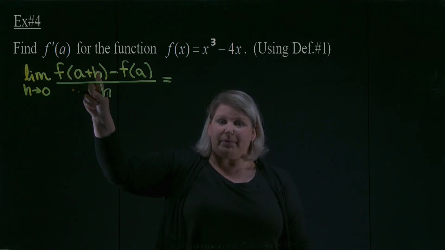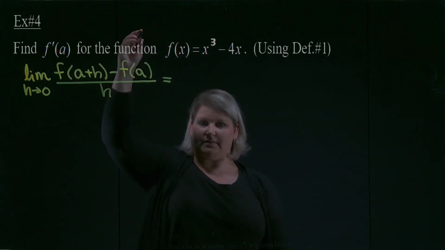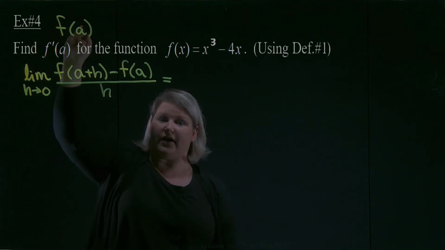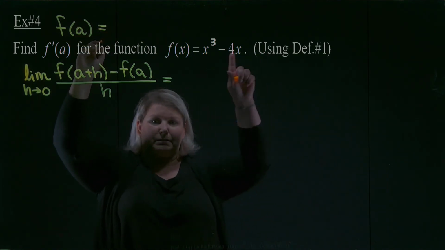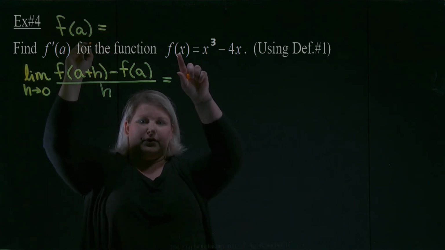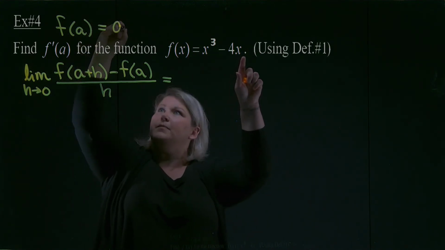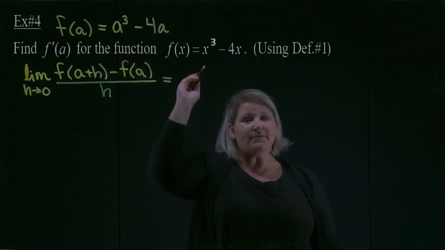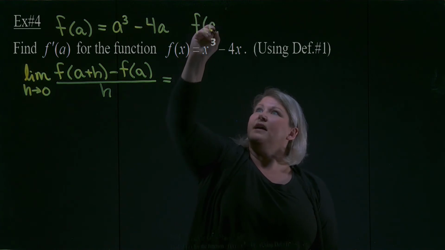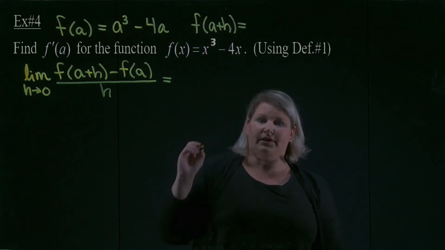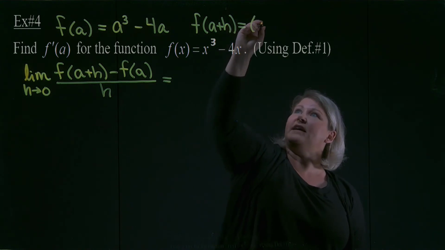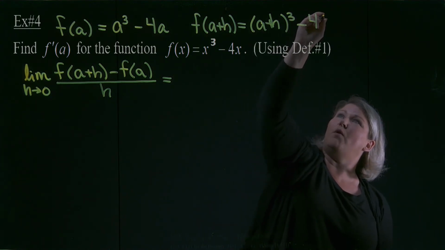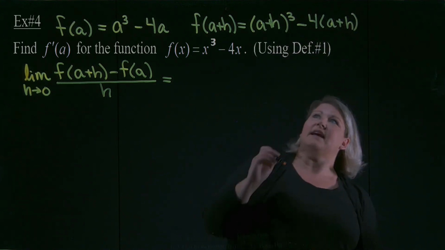So for f of a plus h, keep in mind, and actually I'm going to write it up here. If I'm trying to find f of a, just regular f of a, all I'm going to do is plug a into this function for x. So I end up with a cubed minus 4 times a. If I'm trying to find f of a plus h, that means I'm trying to find a plus h cubed minus 4 times a plus h.